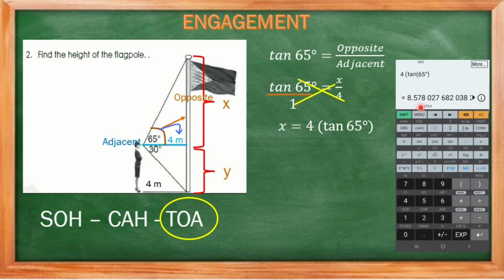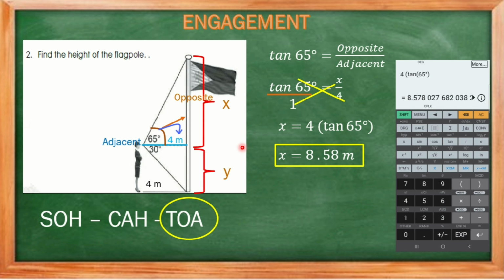8.578027682034 and so on. So, i-round off lang natin siya to the nearest hundredths. Kaya, yung X natin ay 8.58 meters. So, naging 8 na yung 7 kasi yung kasunod niya is greater than 5. So, nag-round up tayo. So, that is the value of X. So, dito sa part na to. Okay? So, ilagay lang natin yung value dito.